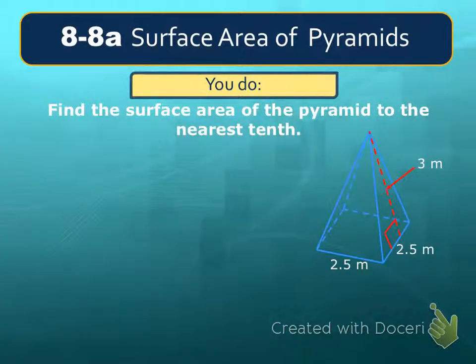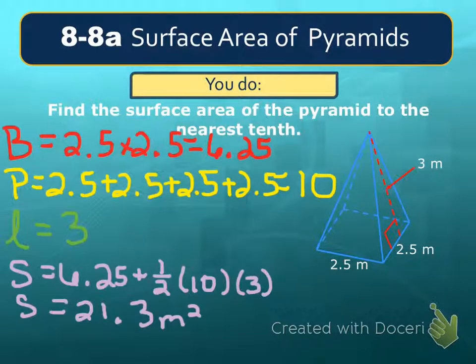Now go ahead and pause the video and try this one on your own. If you did your math correctly, you should have gotten the area of the base to be 6.25, the perimeter to be 10, the lateral area to be 3, plug it in, and you should have gotten 21.3. But some of you are going, wait, I got 21.25. But if you notice the directions, it says round to the nearest tenth. And rounded to the nearest tenth, 21.25 would be 21.3 meters squared.